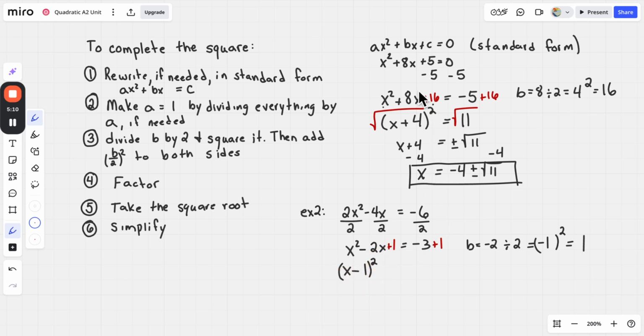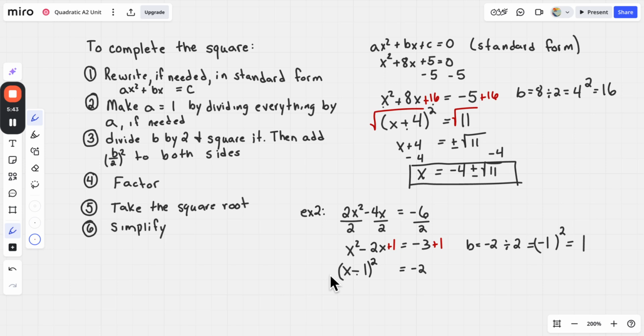Please notice that in the pattern here, the sign was positive here, we kept the positive. The sign was negative here, we kept the negative. So in this perfect square trinomial, the last term is added. The middle term gives us the sign that will go into the binomial. And negative 3 plus 1 gives us negative 2.